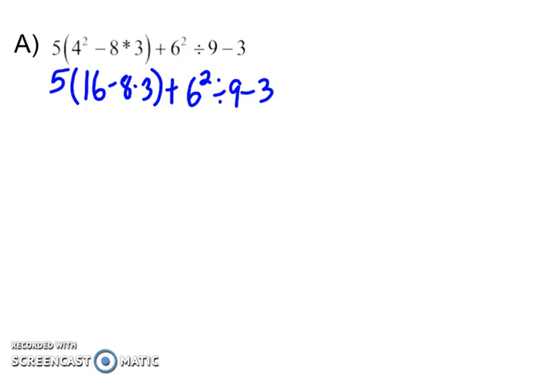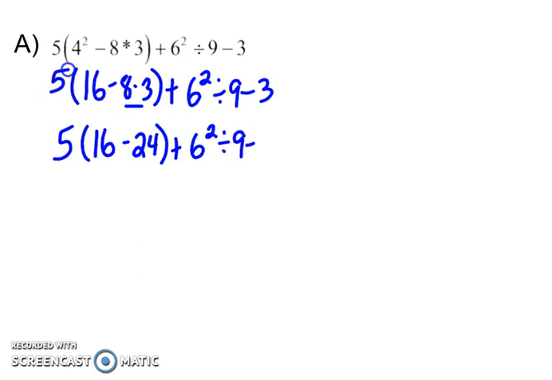Now, I still have parentheses, and inside the parentheses, I have multiplication. So now I'm going to do the multiplication. That gets me to 24. Now I'll look and say I still have those parentheses, so I'm going to do my subtraction. This gives me -8.